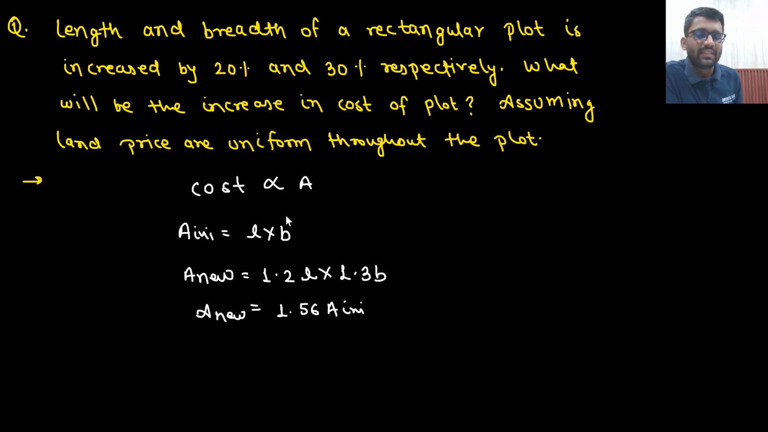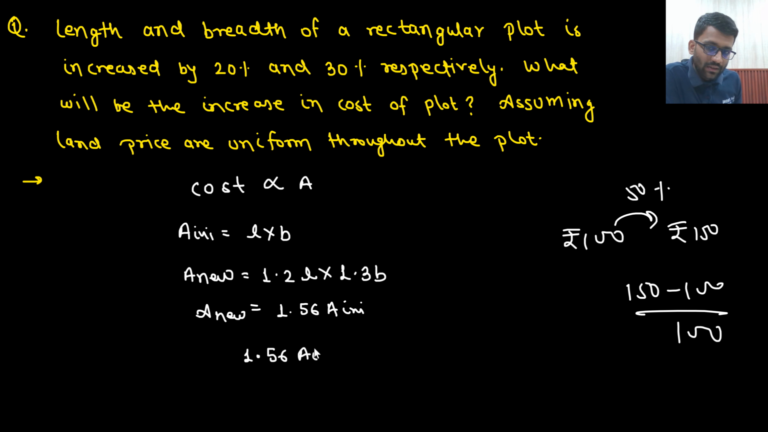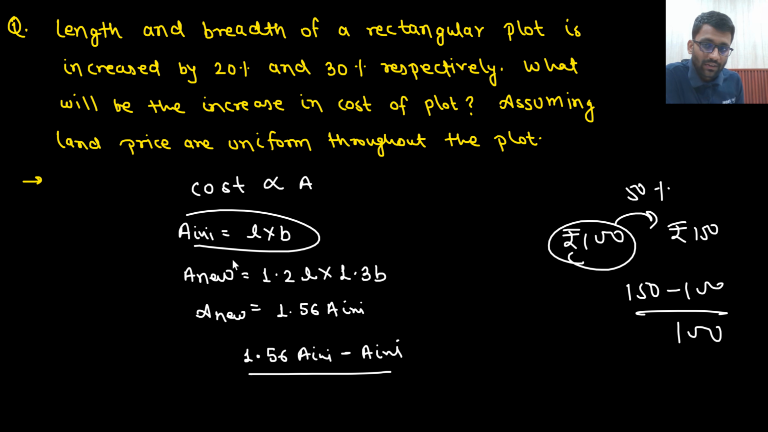Now your cost is proportional to the area only. So assuming the land price is uniform throughout the plot, what is the increase? Initially I was getting 100 rupees. Now I am getting 150 rupees. That means how much did I get more? 50% more, right? So how would I do it? 150 minus 100 divided by 100. Similarly, now what I am getting is 1.56. Initially what I was getting, A initial. Divided by A initial I will do.